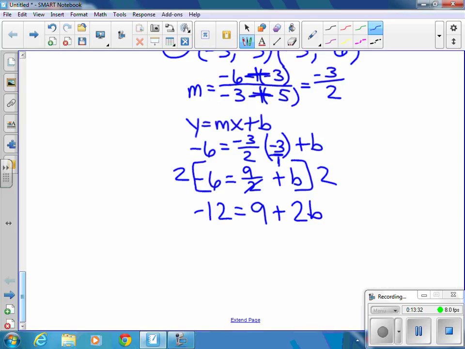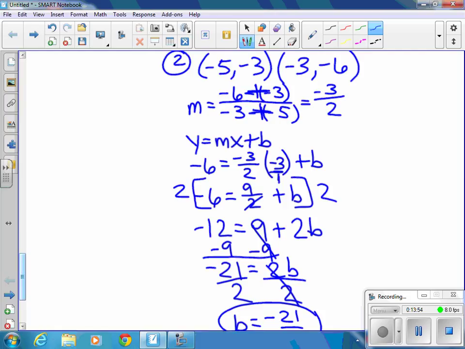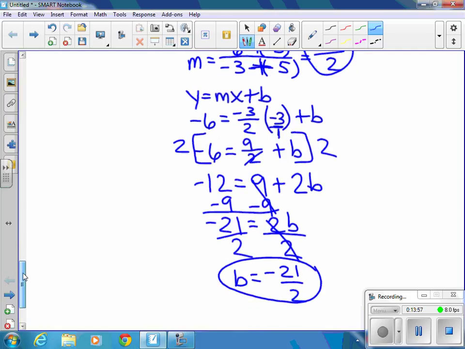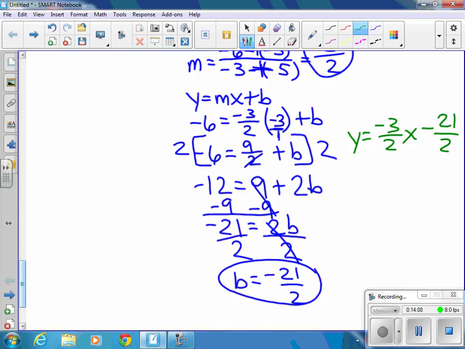Many of you are more confident and much more successful solving it from here. Subtract your 9. That gives you -21 equals 2b. Divide by 2, and 2 does not go into 21, so you leave your answer as -21/2. So now I have a b value, and then my m value was -3/2. So put the two pieces together and write your equation. So our final equation for this last example is y equals -3/2x minus 21/2.